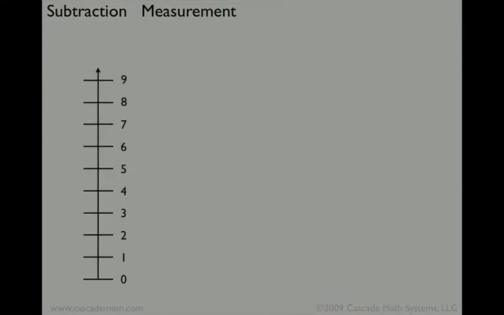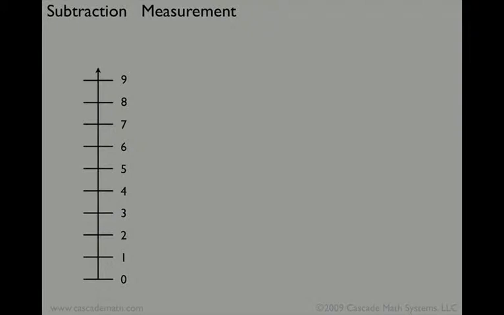The final type of subtraction problem is called a measurement model. In this type of problem, we are asked to find how much further or less one person has traveled than someone else. It can also be used to find out how much further we still have to go to reach a given destination. This is very similar to the comparison model we just looked at. And just like before, we're going to use subtraction to find our answer.